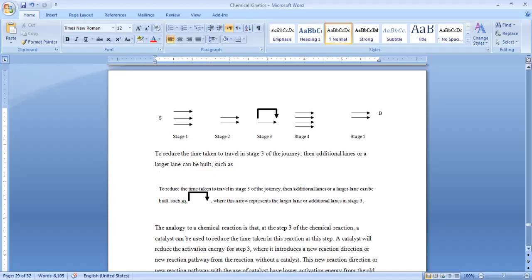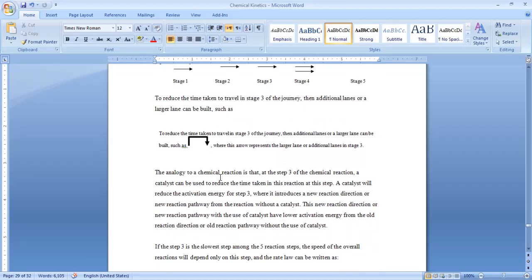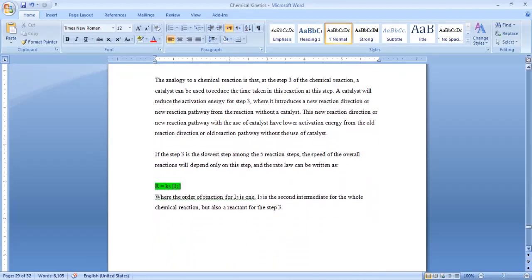But in a real chemical reaction, to accelerate stage number 3, we need a catalyst. That catalyst, when you put it in stage number 3, can accelerate the reaction for stage number 3 by introducing a different reaction pathway for number 3. Okay, so that is the analogy between a chemical reaction and somebody traveling a journey from the starting destination to the final destination.